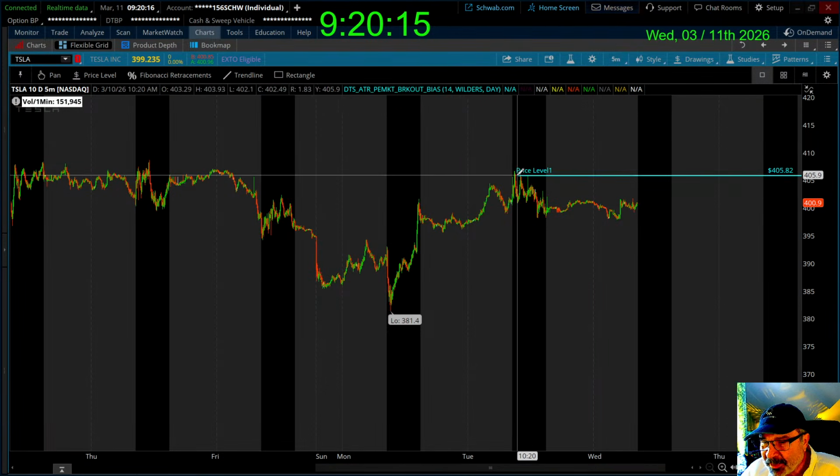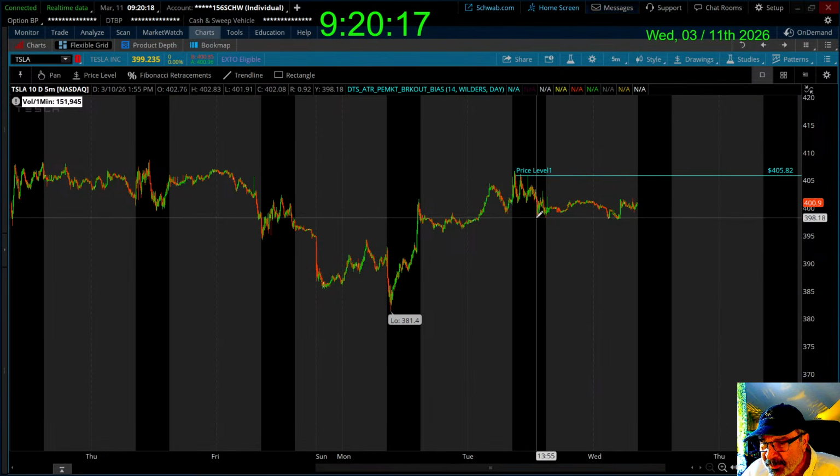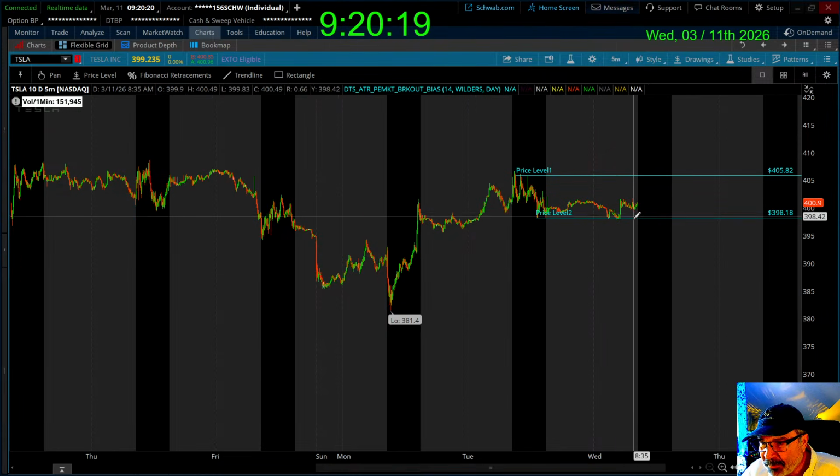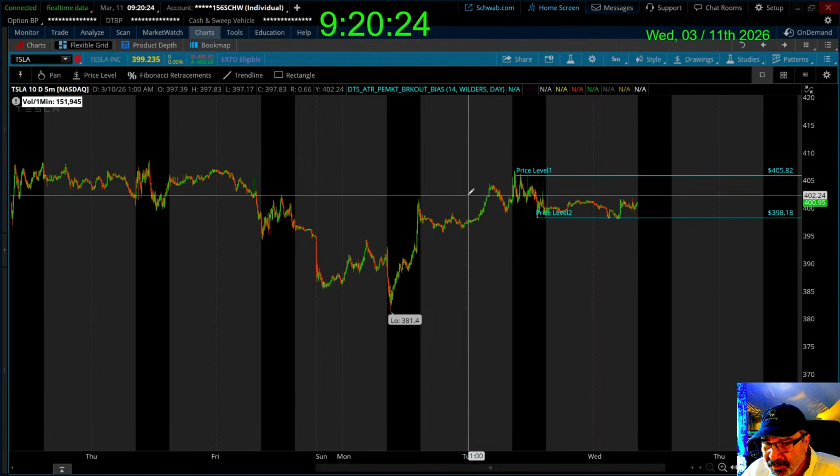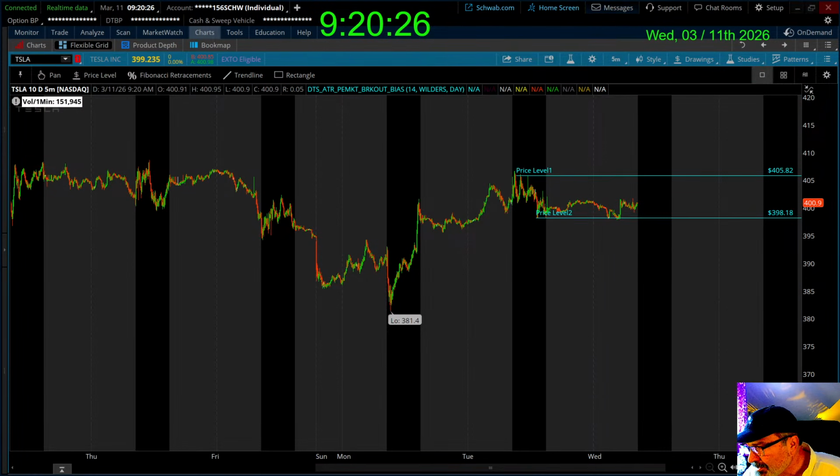It got up there yesterday, huh? Here's where it sort of bottomed out. So we would buy a dip off of that, 398. Anything below 400 is probably a good buy. Let me see, what does it say? Tesla. Yeah, Tesla says short today.